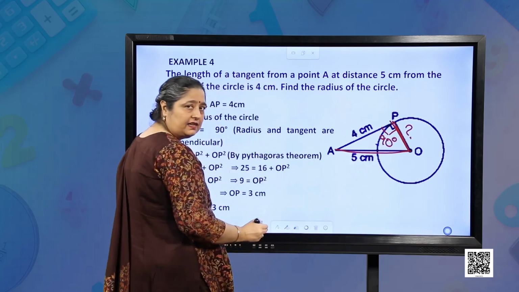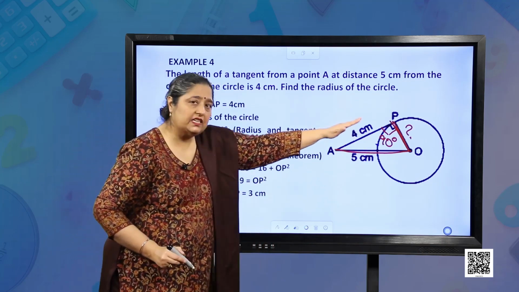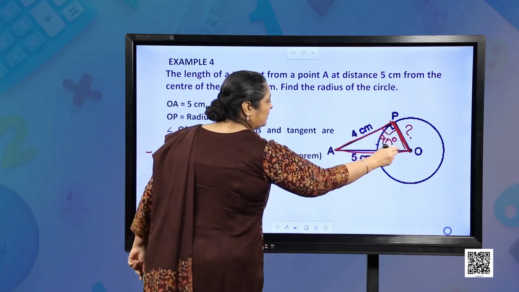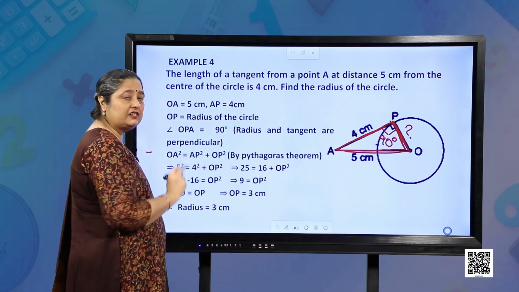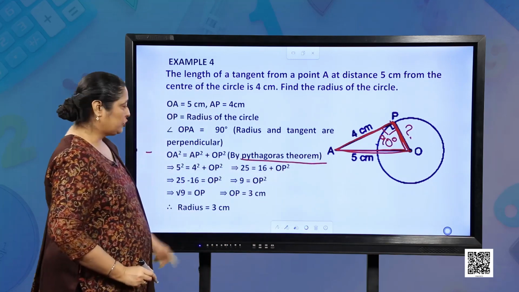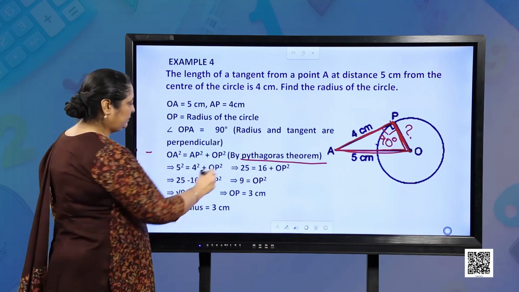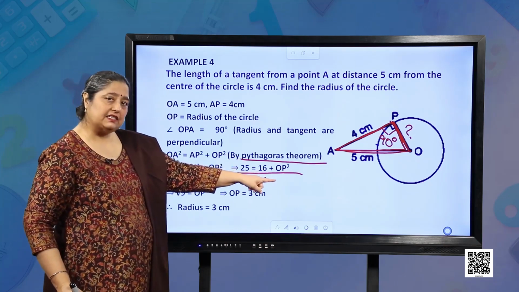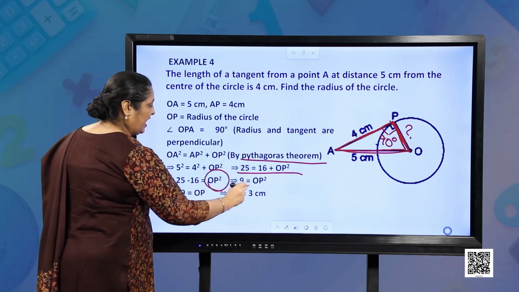Again, this angle is 90 degree. Why? Radius forms an angle of 90 degree with the tangent. So, this angle is 90 degree, and this triangle is a right angle triangle, and we can put Pythagoras theorem on it. So, we have 5 square is equal to 4 square plus OP square. So, we have 25 is equal to 16 plus OP square. So, OP square is 9.